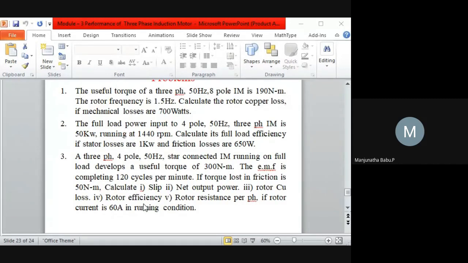Okay, so let us go for the numerical. The data is given like this. The useful torque of a three-phase 50 Hertz 8 poles induction motor is 190 Newton meter. That is the shaft torque. The rotor frequency F dash is 1.5 Hertz. Calculate the rotor copper loss.